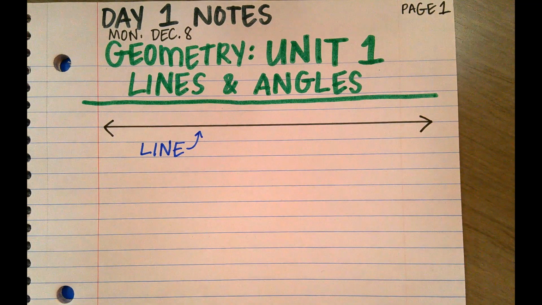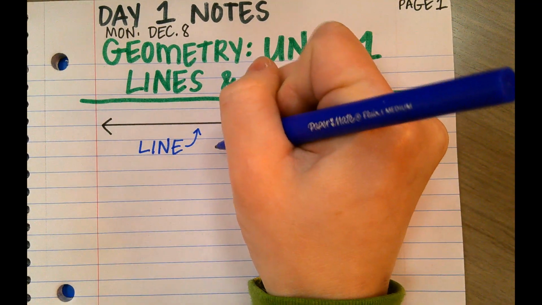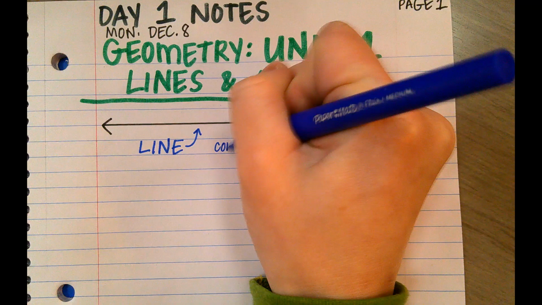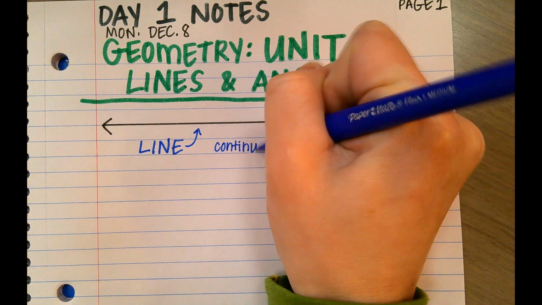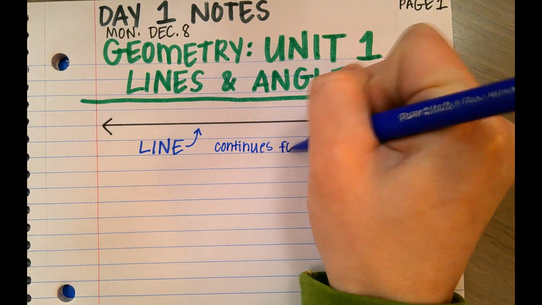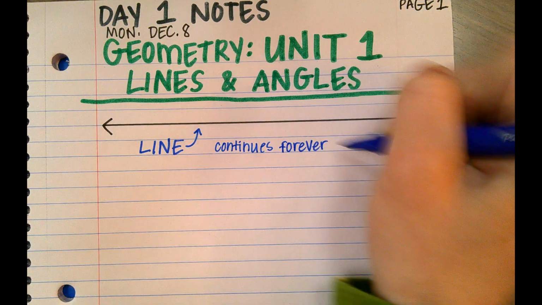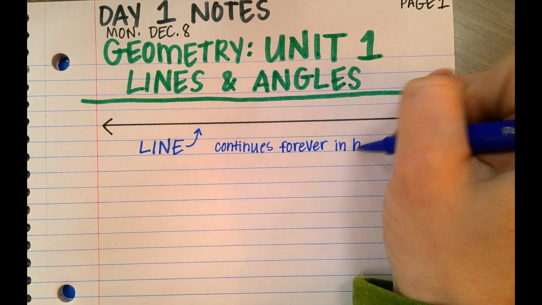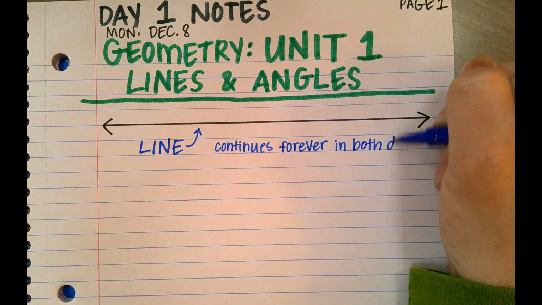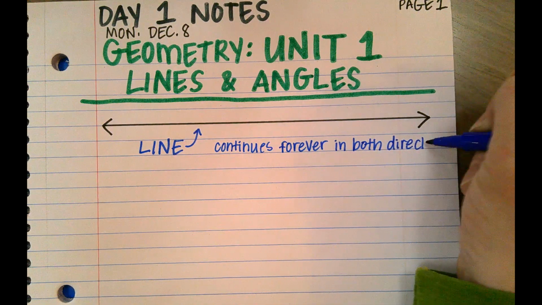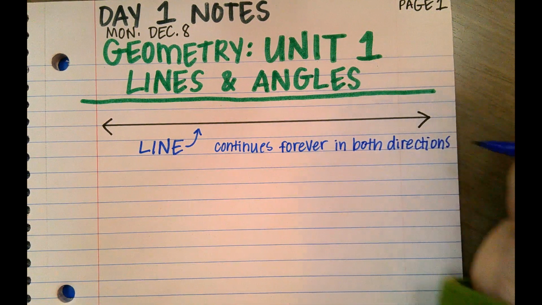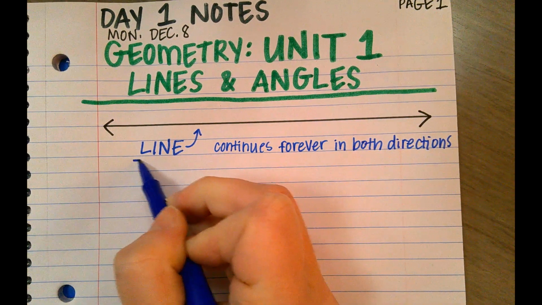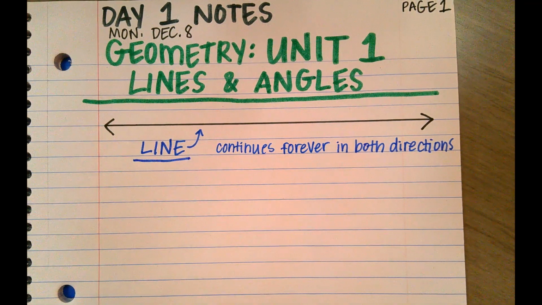Line. And we're going to write continues forever in both directions. So we just drew a line. It continues forever in both directions. There's no points, just arrows going in both directions.